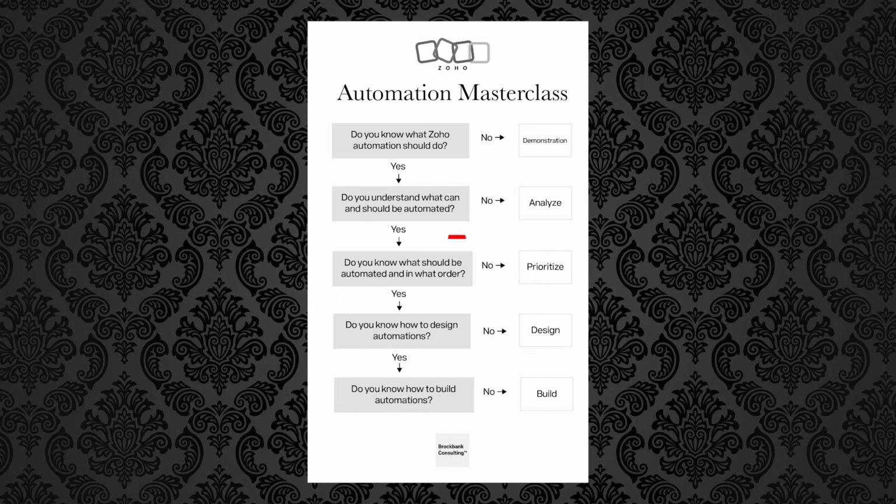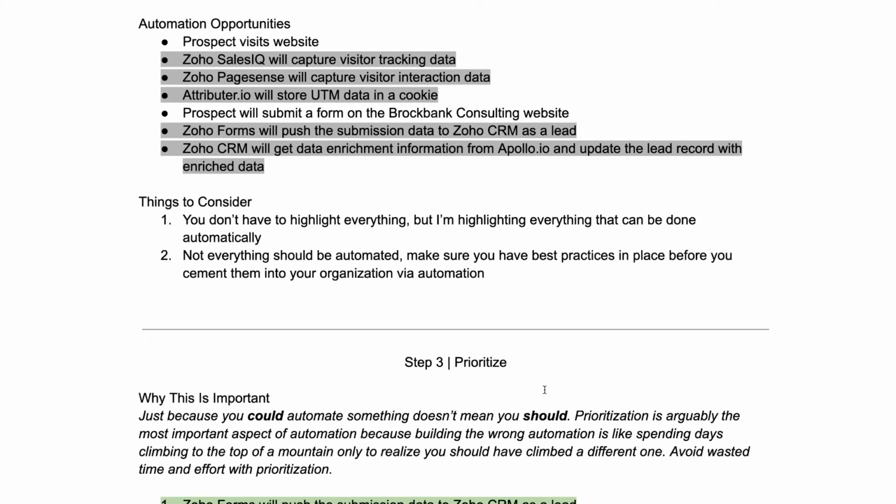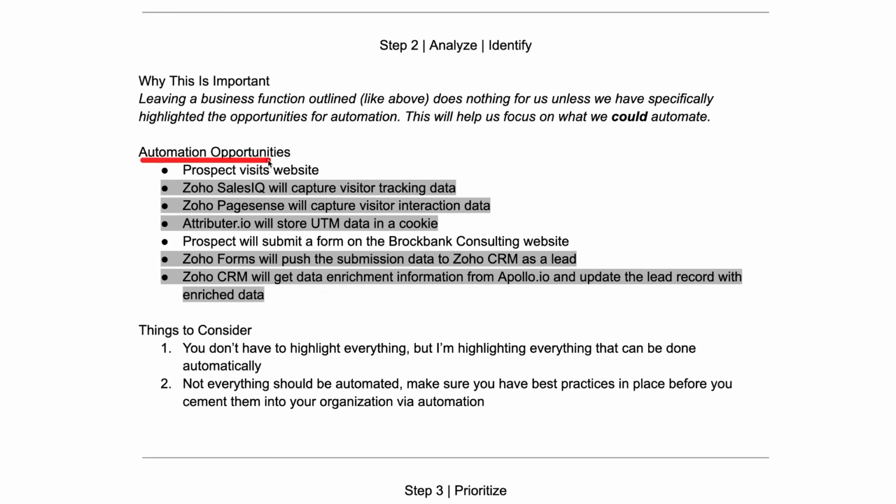And then we will move on to the identify opportunities section of this video. Now that you know the strategy and you know how to lay out your process logically, let's talk about identifying opportunities for automation. This is important because leaving a business function outlined like we went over does nothing for us unless we have specifically highlighted the opportunities for automation. This will help us focus on what we could automate. The next section, prioritization, will focus on what we should automate. So let's outline the different automation opportunities here.